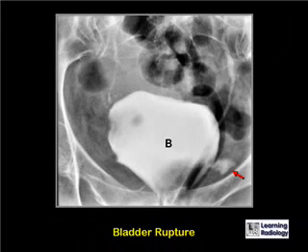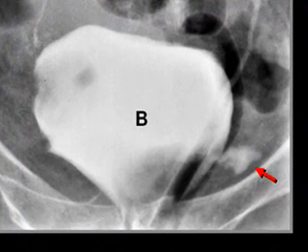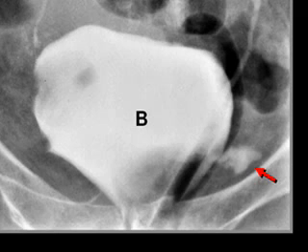This is an example of a bladder rupture. B is the bladder, which is visible because of contrast which was injected intravenously, and the red arrow is pointing to an amorphous collection of contrast that lies outside the bladder that represents an extraperitoneal bladder perforation.